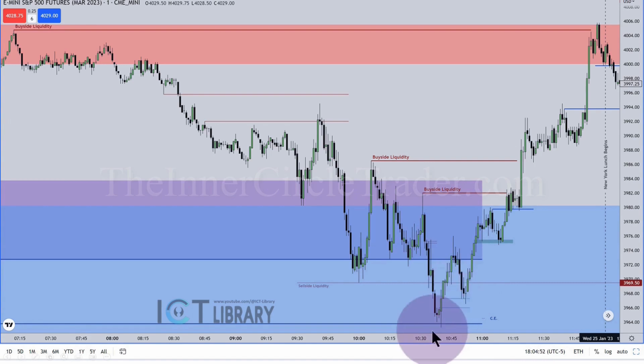Where's it going? Fair value gap. Trades in consequent encroachment, midpoint. How nice is that? The market rallies, takes out the short-term high here, another fair value gap. Here's where I stated, look at that candle right there on a 1 minute chart. That candle is your fair value gap.